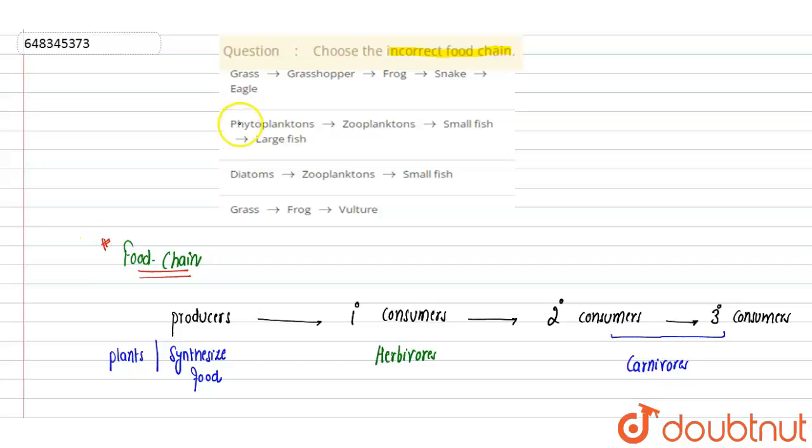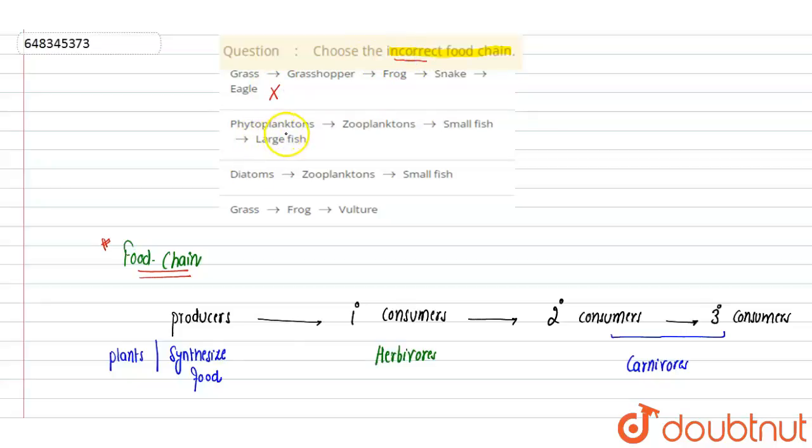Now we will see the options one by one. First one is grass, grasshopper, frog, snake, eagle. Any food chain starts with a producer, and grass is a producer, so this is correct. The grasshopper feeds on the grass, so it is a primary consumer, that is correct. The frog in turn feeds on the grasshopper, forming the secondary consumer, and snake and eagle form the tertiary as well as the quaternary consumer. So this is a correct food chain, starting with the producer and the consumers last. So we can say that this is not the answer, because we have to choose the incorrect food chain.